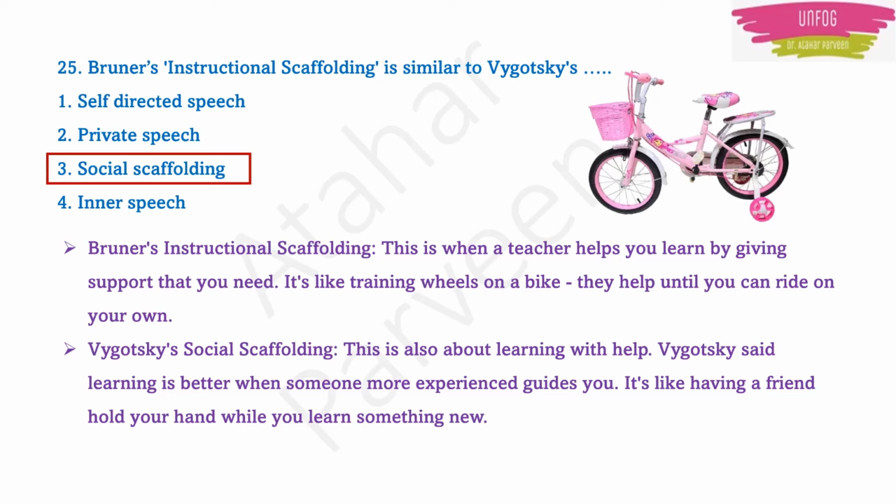But then what is Vygotsky's idea of scaffolding? He is talking about social scaffolding. So this is about learning with help. You can compare it to some friend who is holding your hand while you are learning something new. Okay, so Vygotsky said that learning is better when someone more experienced is guiding you. So Bruner is saying that you can learn on your own with the support of some sort of wheel or something else which you need for that particular situation. Vygotsky said that a more experienced person can guide you and help you learn things better. Okay, so that's why scaffolding is actually supporting only, right? That's why we can say that both are similar supports, told by Bruner and Vygotsky. Okay, clear, right?